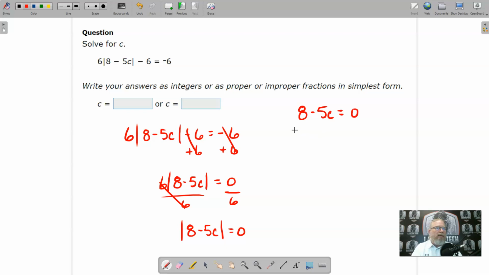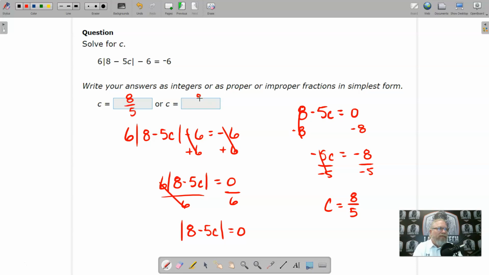Let's go ahead and subtract 8 from each side. Those 8's will cancel, leaving negative 5c equals negative 8. Now let's divide by negative 5. What we do to one side, we do to the other. Those will cancel, leaving me with just c on the left, and negative divided by negative is positive. 8 divided by 5 is 8/5. So we're going to put in 8/5.